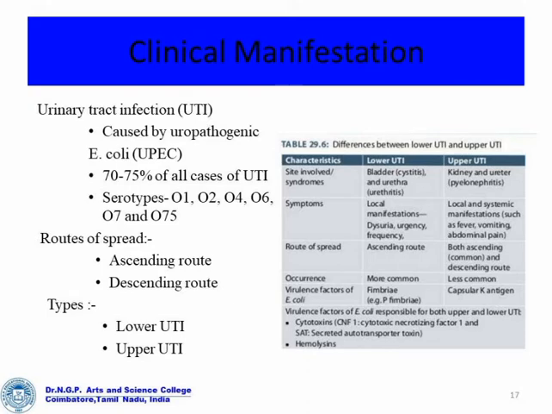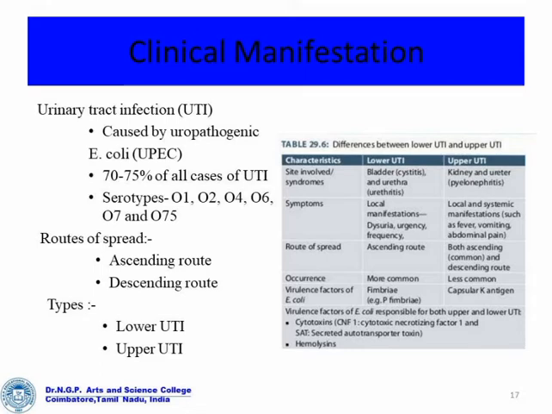It is caused by uropathogenic E. coli. It is the single most common pathogen, accounting for 70 to 75 percent of all cases of UTI. And these are its serotypes. And routes of spread, it's ascending route and a descending route. The types, depending on the site involved, there are two types of UTI: lower UTI and upper UTI.